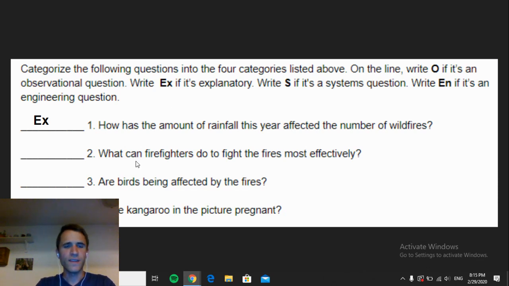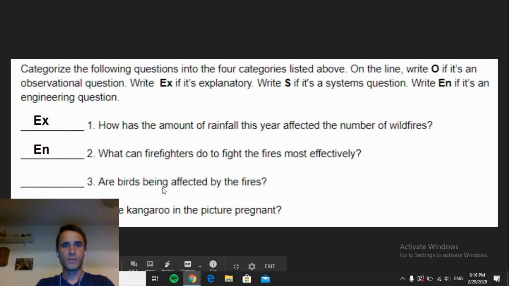Second question says, what can firefighters do to fight the fires most effectively? Here we're identifying some sort of problem. The problem is that fires, I guess, aren't being fought effectively. So what can firefighters do to fight the fires most effectively? That is definitely trying to solve a problem. So that would be an engineering question, EN.